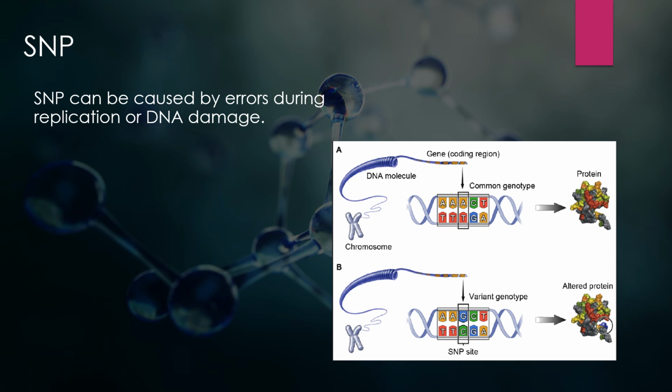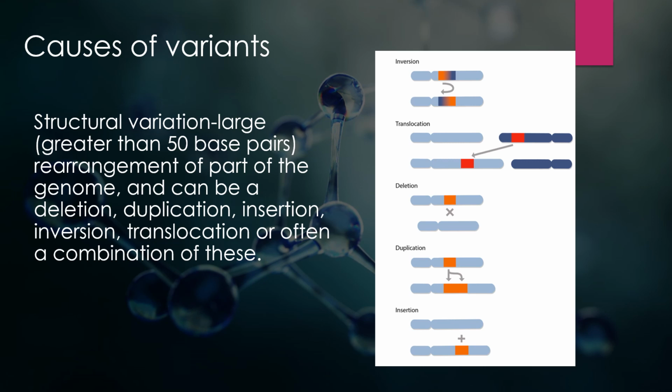SNPs can be naturally occurring, passed down from your parents, or they can be caused by errors during replication, or they can be caused by DNA damage. And like we said on the last slide, they can cause altered proteins, or they can just be silent SNPs. There's also larger variants caused by structural variations, and there's a lot of different things that can happen. You can have inversions, you can have translocations where part of one chromosome is actually inserted into a different chromosome. You can have deletions, duplications, and insertions.